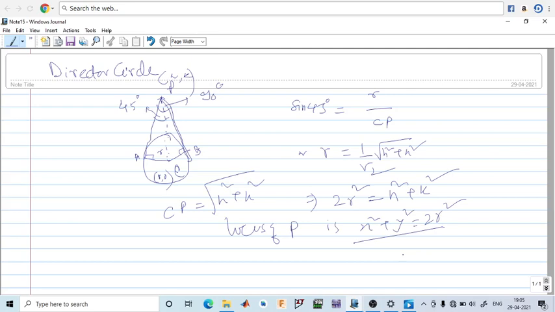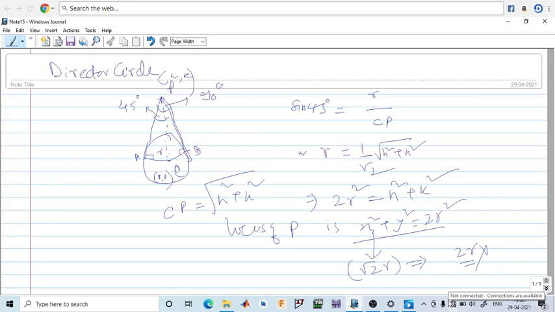So this equation is known as the director circle, right? And the radius of the director circle is root 2 r. Don't write 2r. So this much you will have in director circle.